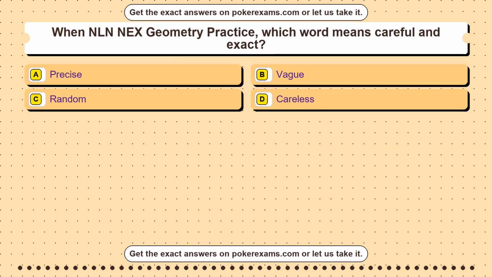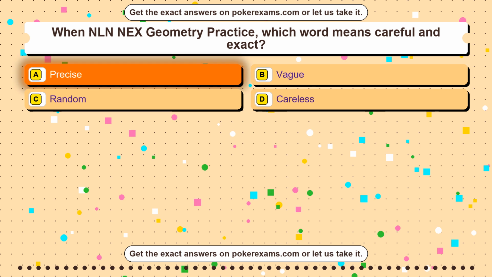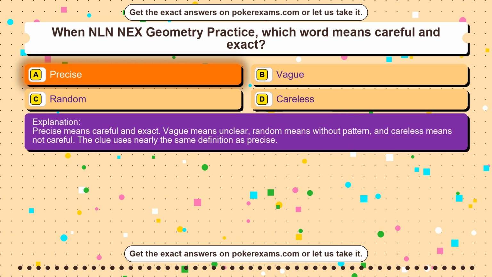Question 9. When get geography practice, which value equals 5 superscript 2? Option A 10. Option B 25. Option C 52. Option D 7. The correct answer is option A. Precise. 5 squared means 5 times 5, which equals 25. 10 doubles 5, 52 places digits together, and 7 adds 2. Exponents show repeated multiplication.